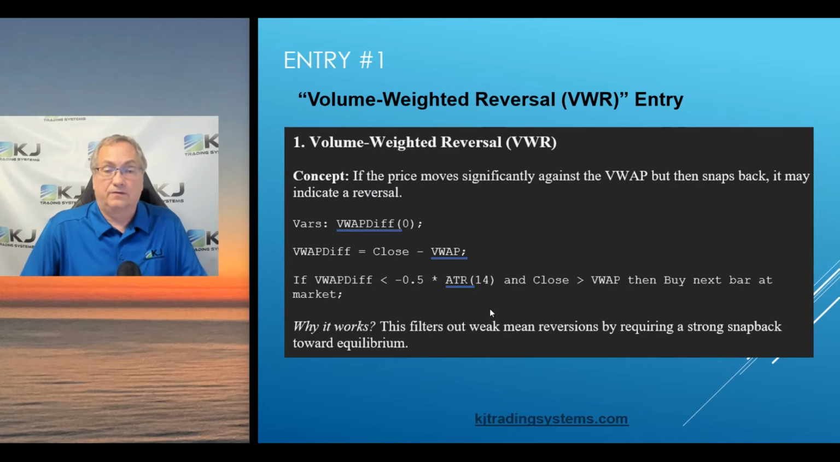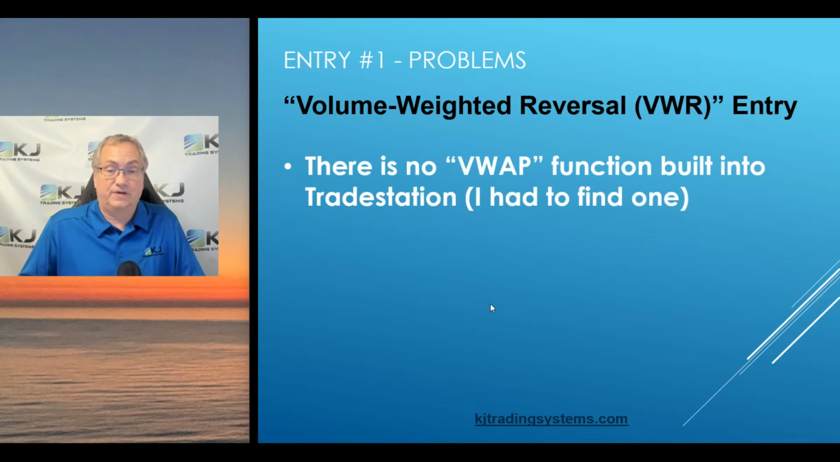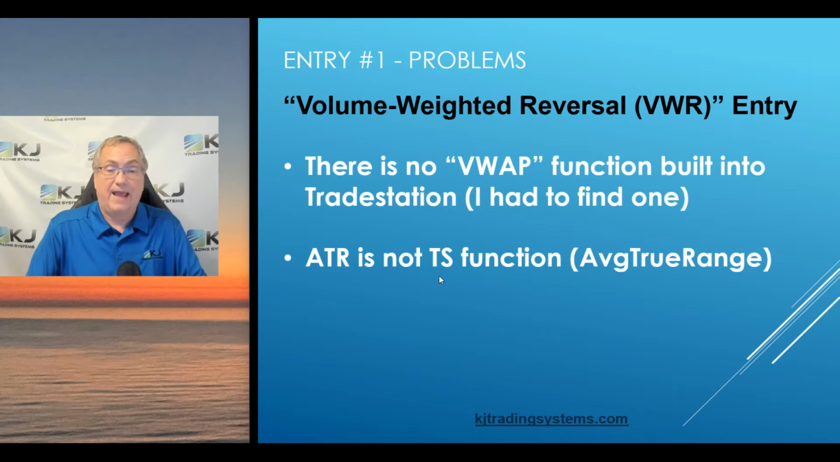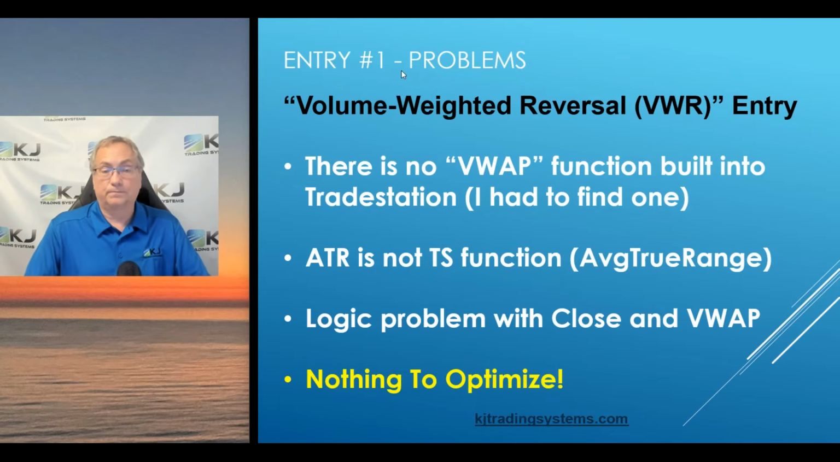And there's a few problems with this particular code and just the whole idea. For instance, there is no VWAP function built into TradeStation, so I had to find a function out there that sort of worked like one. And it used in its code the ATR, but ATR isn't a function. It's called average true range in TradeStation, with the average being abbreviated. And there were some logic problems I had to overcome with the close relative to that VWAP number.